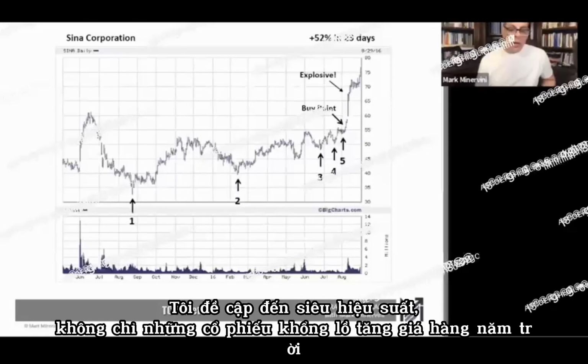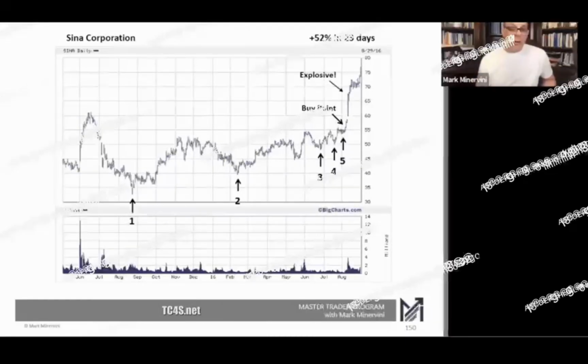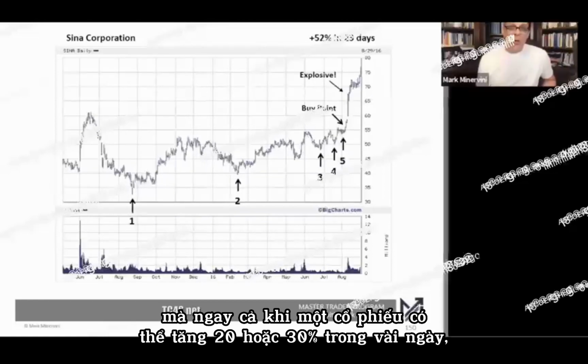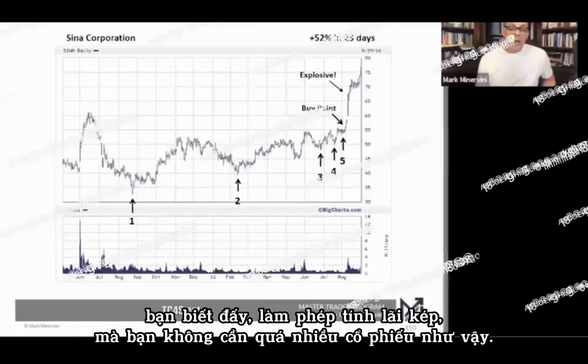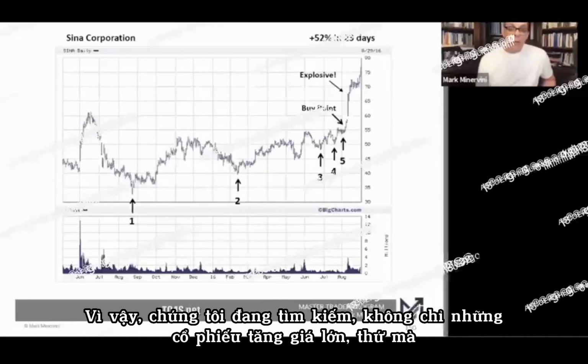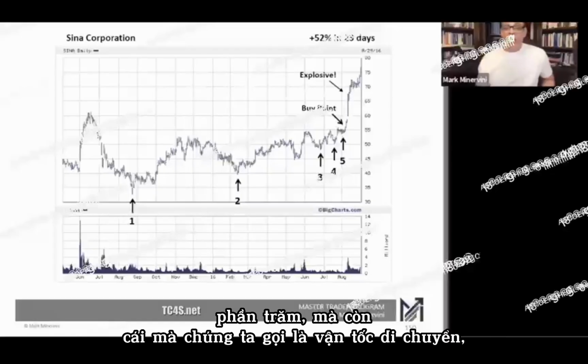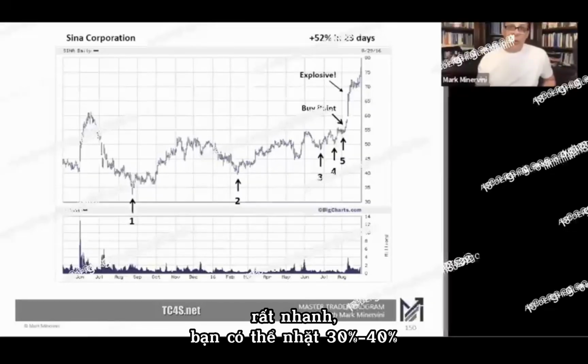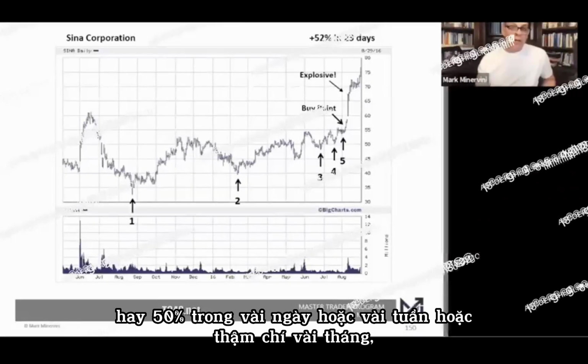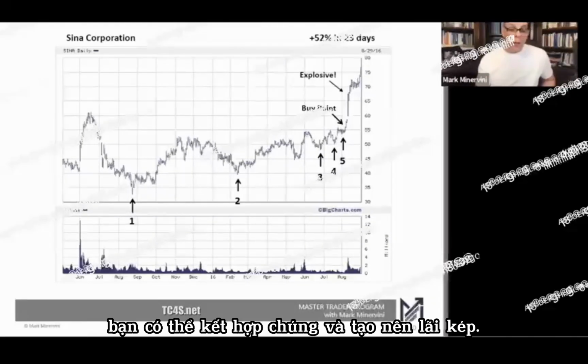And as I pointed out before, I refer to super performance, not just these big monster stocks that go up, secular, but even if a stock can go up 20 or 30% in a couple of days, wow, do the math, compound that. You don't need many of those. So we're looking for not only magnitude moves, where you get these long secular moves and the stock goes up hundreds of percent or thousands of percent, but also what we call velocity moves, where very quickly you can pick up 30, 40, 50% in a matter of days or weeks or even a couple of months. It can really add up, and you can compound.